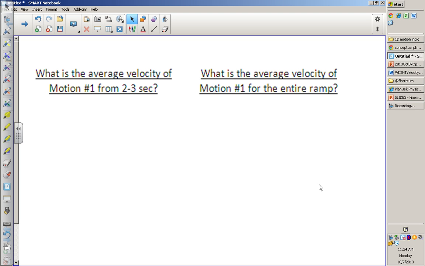Because time-wise, halfway down the ramp takes how long? 2.5 seconds. What's the velocity at 2.5 seconds specifically? 5 meters per second. Because half the time down the ramp it's going less than 5, and the other half of the time it's going more than 5. So the average has to be 5.